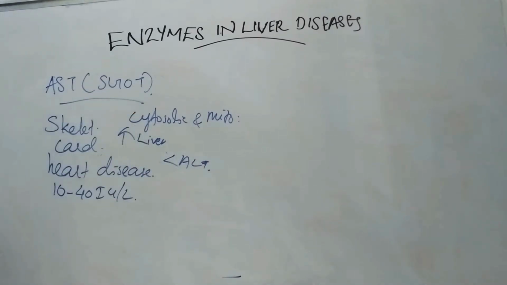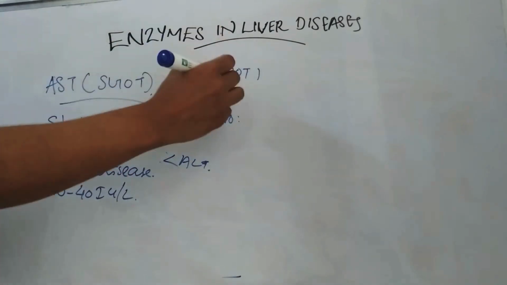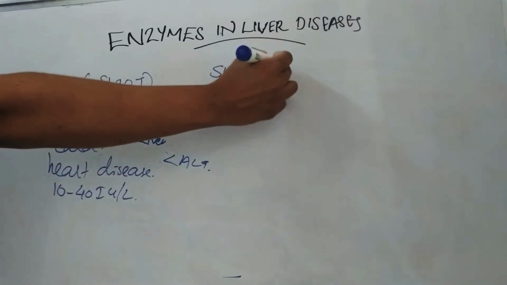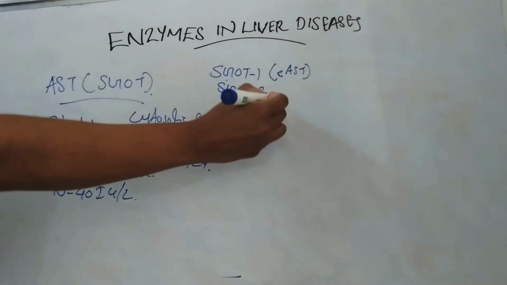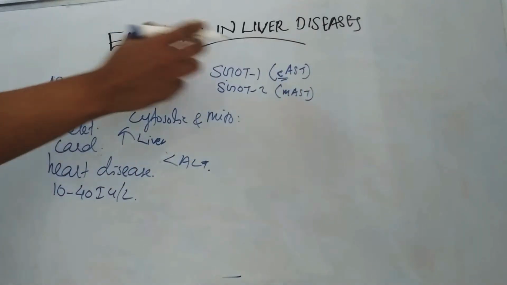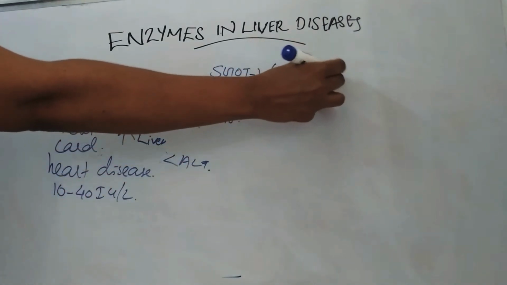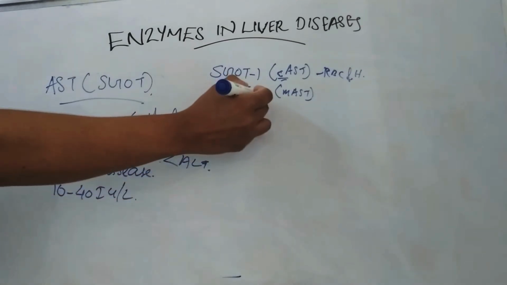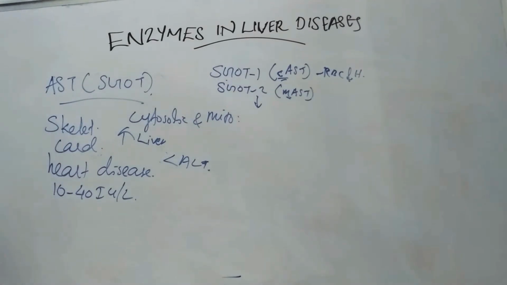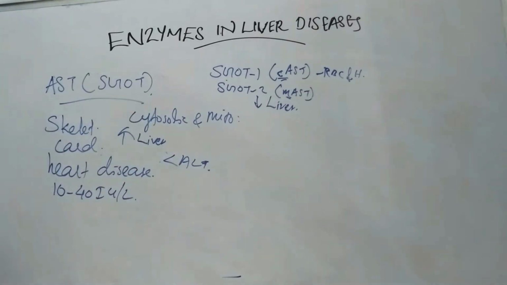Mainly two isoenzymes are there, that is SGOT1 and SGOT2. SGOT1 is known as CAST, where C stands for cytosolic. This is the cytosolic isoenzyme, and it derives from RBC and heart. SGOT2, that is MAST, is a mitochondrial isoenzyme. It is predominantly present in liver.